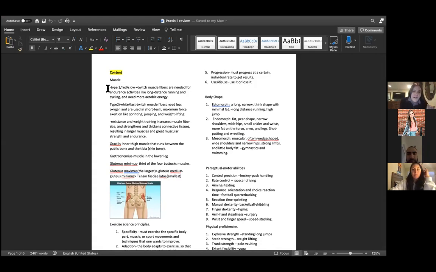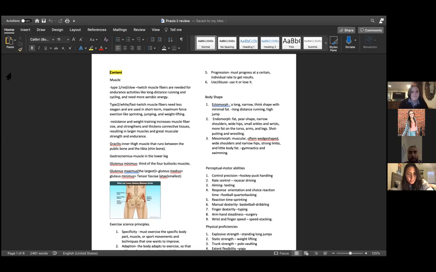Muscle. So type 1 is red, slow twitch muscle fibers. They're needed for endurance activities like long distance running and cycling and need more aerobic energy. Type 2, okay, white, fast twitch muscle fibers need less oxygen and are used in short-term maximum force exertion like sprinting, jumping, and weightlifting. Resistance and weight training increases muscle fiber size and strengthens and thickens connective tissues, resulting in larger muscle and greater muscular strength and endurance.